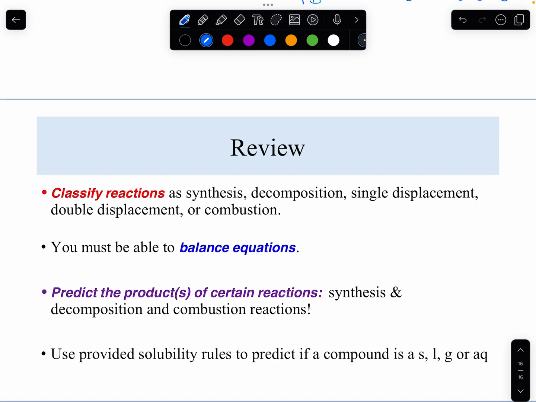So read over this to make sure you know what you're going to have to know. You will have to understand how to predict products of 3 things: synthesis, decomp, and combustion. You have to classify as synthesis, decomp, single, double, or combustion, which you're going to do in your homework and on the book problems. And you also have to be able to use the solubility rules to predict solid, liquid, gas, or aqueous.